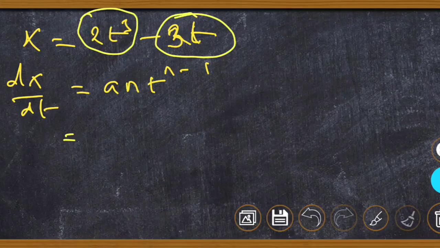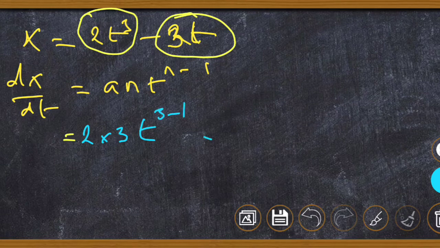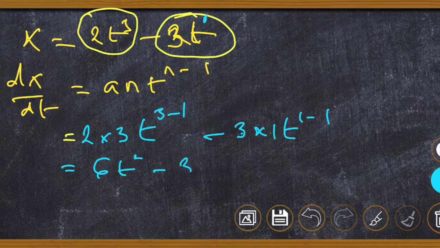Now, I'll be having something of this kind here. My a is 2, which is the coefficient of the variable t. My power is 3. So, I'll be having 2 multiplied by 3, then t raised to power 3 minus 1. Now, minus this one also. The power of this one is 1. So, I'll be having 3 multiplied by 1, t raised to power 1 minus 1. Then from here, we can easily have 6t raised to power 2. And this one is minus 3t raised to power 0. Now, I can have my final answer as 6t squared minus 3.